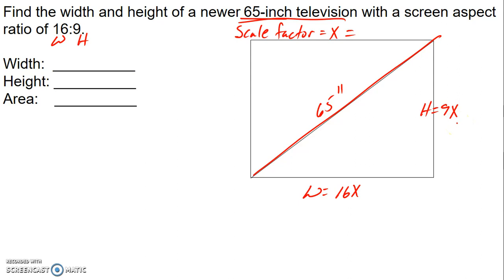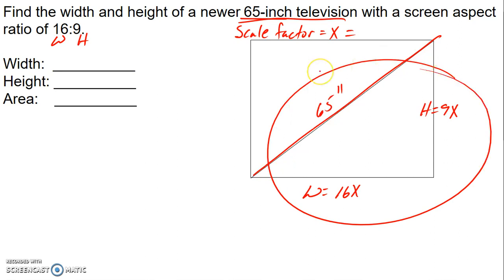All right, so using that information, we can now go in and find what x is that we can use to find the width and height and then the area. All right, so we need to plug these into the Pythagorean theorem because they form a triangle, a right triangle specifically. So we got 16x quantity squared plus 9x quantity squared is equal to 65 squared.